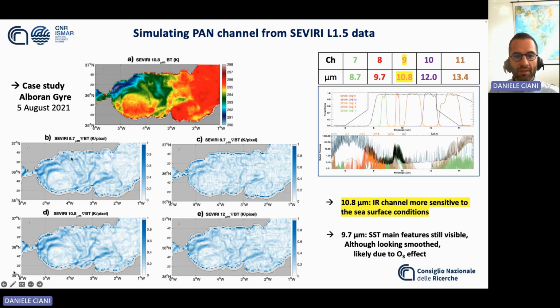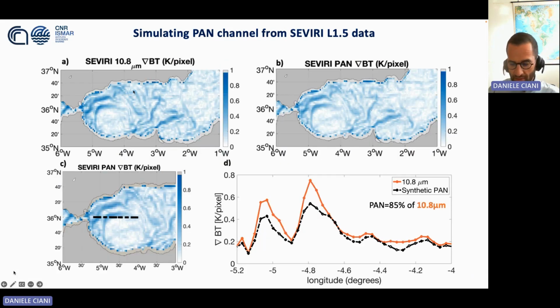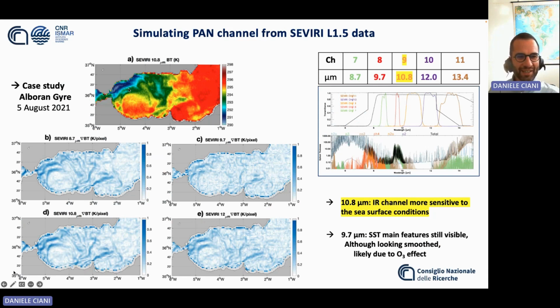And you can also see the gradient intensity of the thermal signatures of this oceanographic scene represented by the 4 different channels, with the 10.8 micrometer channel being the one which is more sensitive to the sea surface condition. And at the same time, you can recognize the 9.7 micrometer channel, which is affected by ozone, which is the one giving the worst estimate of the thermal features gradients at the sea surface.